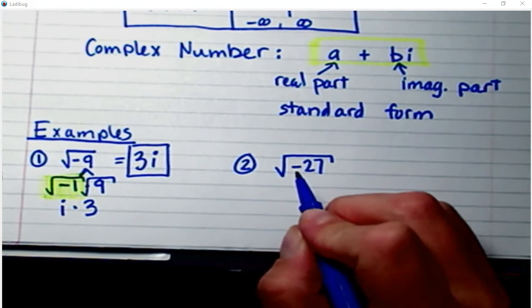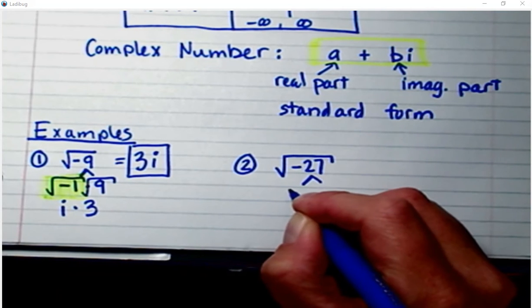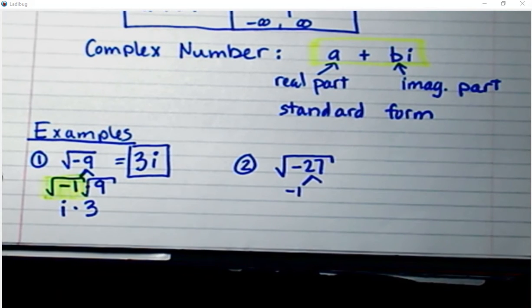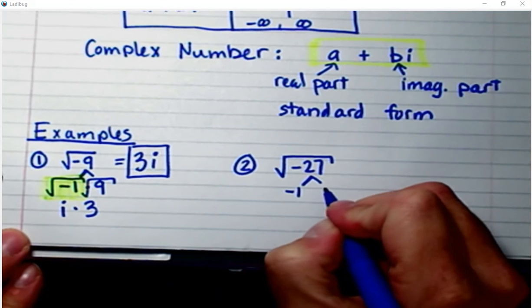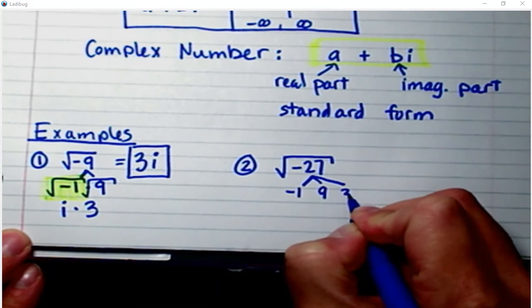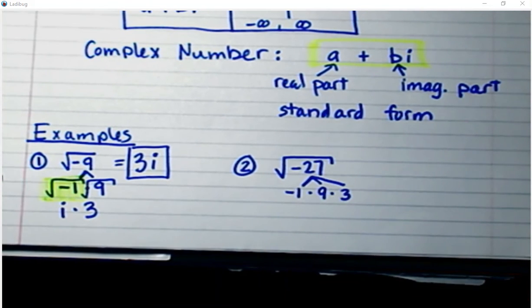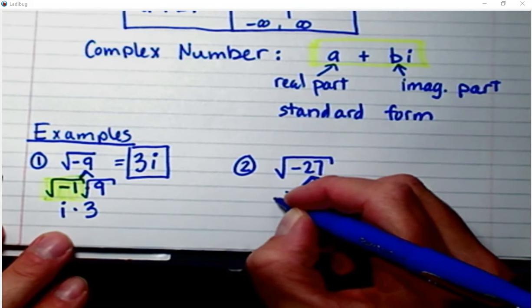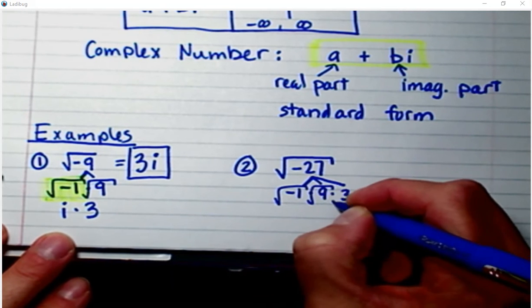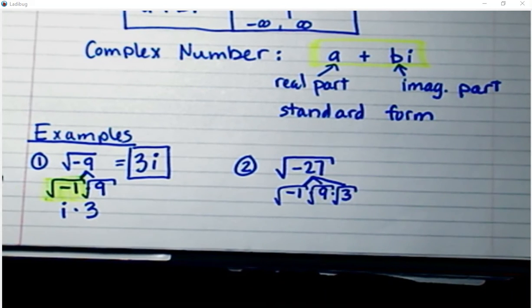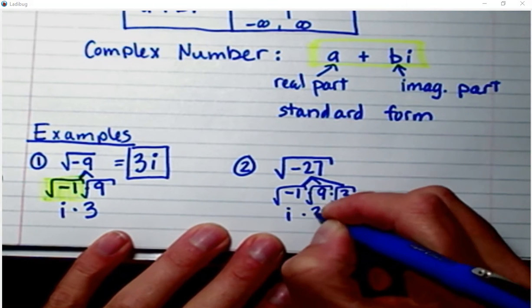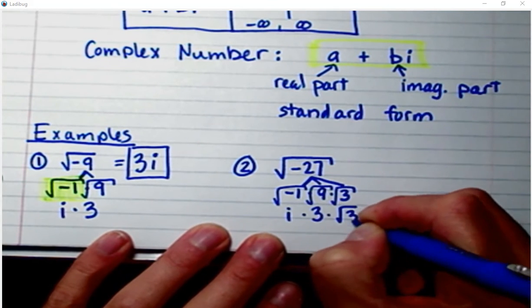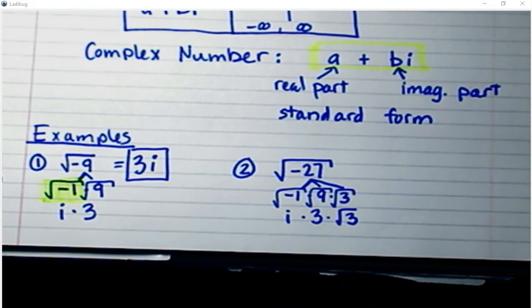Okay, root -27. As I'm thinking about splitting up my 27, I'm thinking of my perfect squares, which is 9 and then 3. So check those multiplication tables. You need to know that 27 is 9 times 3 and that 9 is the perfect square. So the radical follows through, okay? And then we simplify each part. i, 3, that part doesn't simplify, so you leave it.